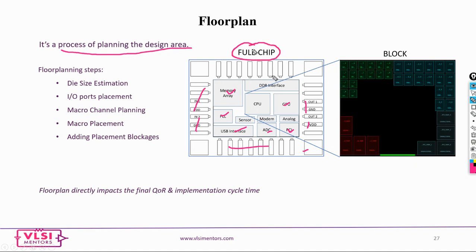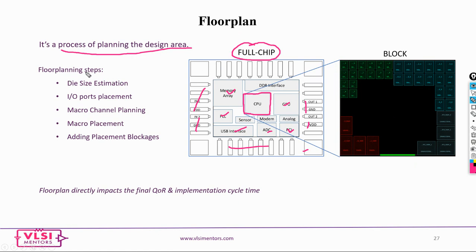Now block. This CPU is divided into small blocks, right? The full chip cannot be done completely by one person. So it has to be done individually, with small blocks divided into smaller blocks, and then implemented. Basically, the CPU, for example, is implemented separately, and the GPU could be implemented separately. Okay. Now this is what we call floor plan.